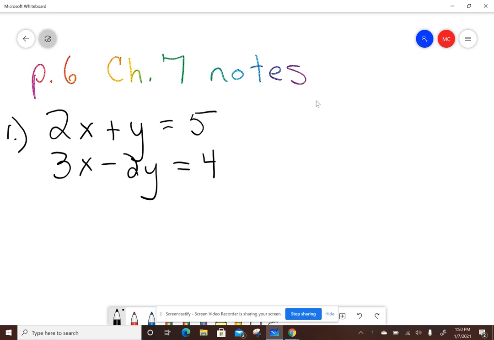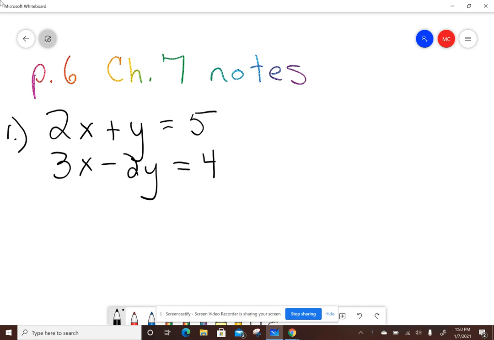Okay, let's look at page 6 in your chapter 7 notes. So far, you've learned to solve systems of equations by graphing them. And you found that when you graph a system of equations, you either have intersecting lines, which gives you one solution, parallel lines, which gives you no solution, or overlapping or coinciding lines, which give you infinitely many solutions. Okay, then we learned you can solve through substitution and you could solve through elimination.